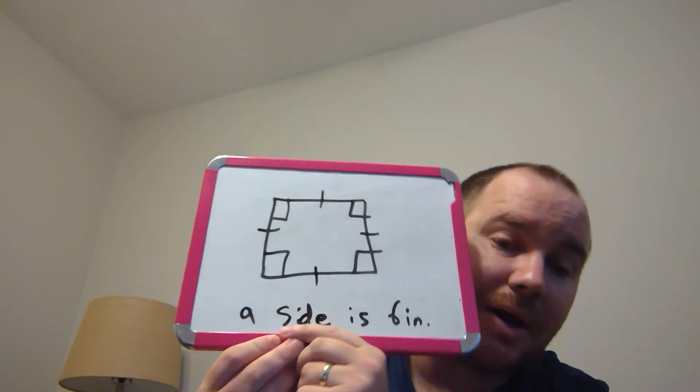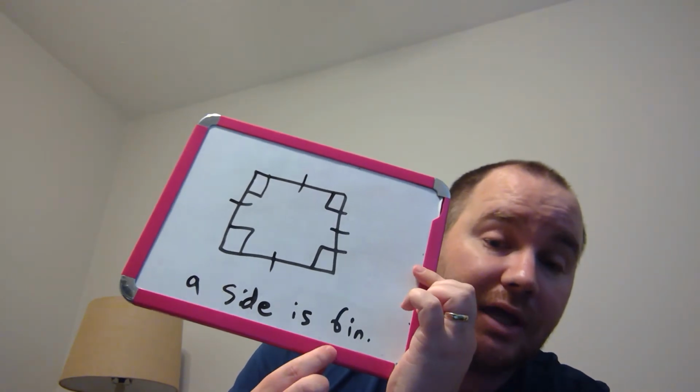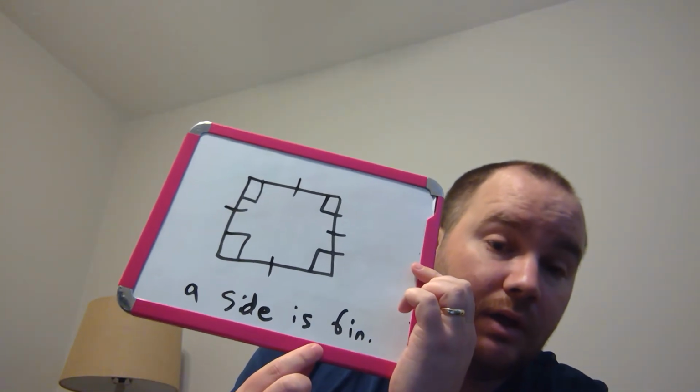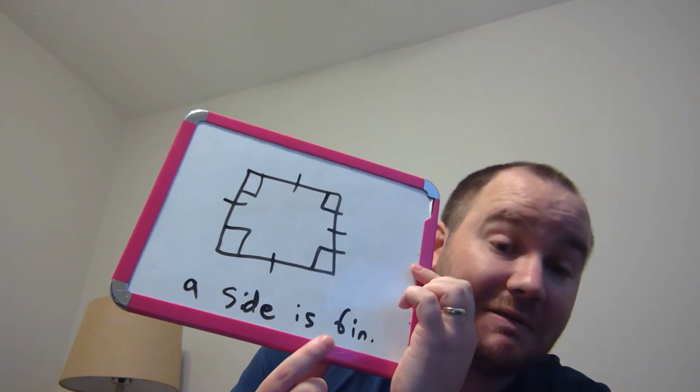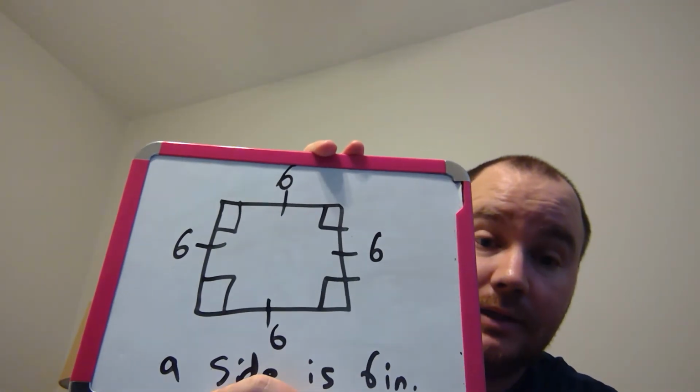So, at the bottom, what I have is a side is 6 inches. Okay? So, can we solve the perimeter of this whole thing even though we only have one side? And that's 6. Can we solve that? Of course. Because if one side is 6, that means all sides are 6. Right? So, can we do 6 plus 6 plus 6 plus 6? Could we do 4 times 6? Yeah. All of those work.